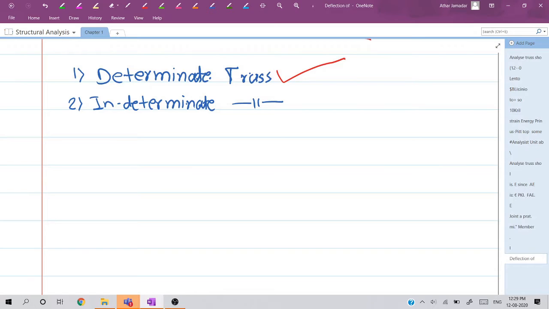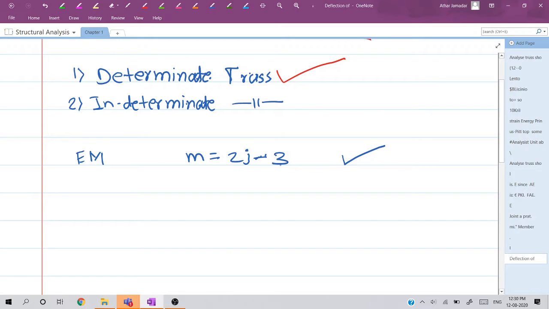In that subject of engineering mechanics, you studied the formula that if the total number of members is equal to 2j minus 3, then the truss is a perfect truss. So in mechanics you used this 2j minus 3 formula, but there were hidden concepts behind these values of 2 and 3.